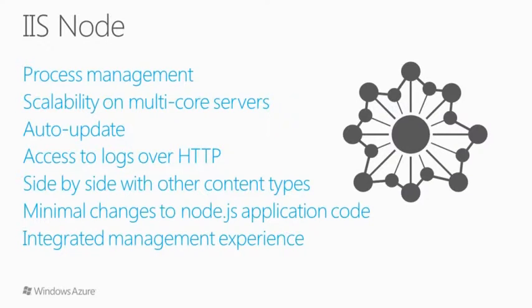In addition to Node.exe, Microsoft built an IIS module for Node.js. This module allows you to host the Node process inside of IIS. There are several significant benefits gained by running Node in IIS. First, IIS Node automatically scales Node.exe to run on multiple processes. Additionally, you get access to logs over HTTP, you can run Node.js code alongside other code such as ASP.NET MVC, and you get an integrated management experience.